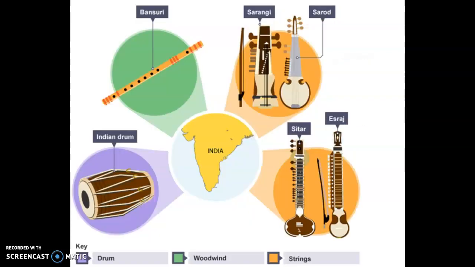Just a short summary of the instruments that's important. We have, apart from the tabla, we also have an Indian drum. The bansuri is the bamboo flute that is so important. We have the sarangi that you have to know. Another instrument that's not important for this examination is the sarod that you don't need to know. The sitar is there. We have the esraj there as well. And then, of course, you know about the tambura that you have to add.